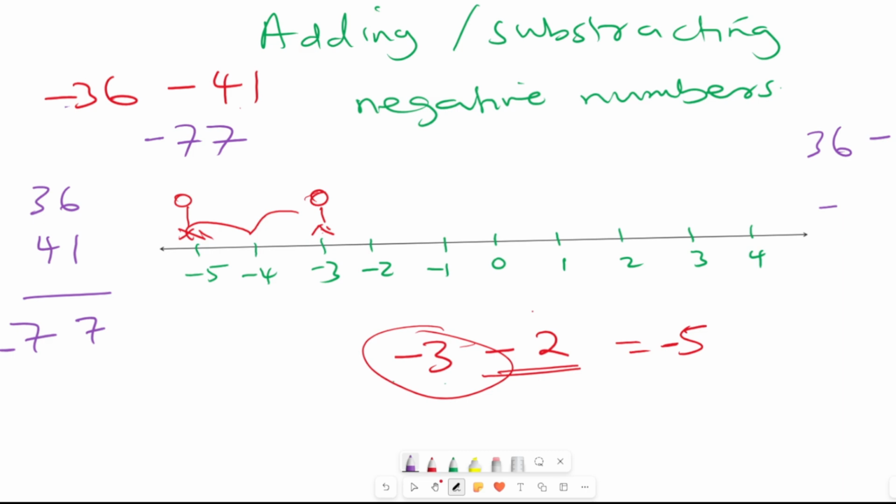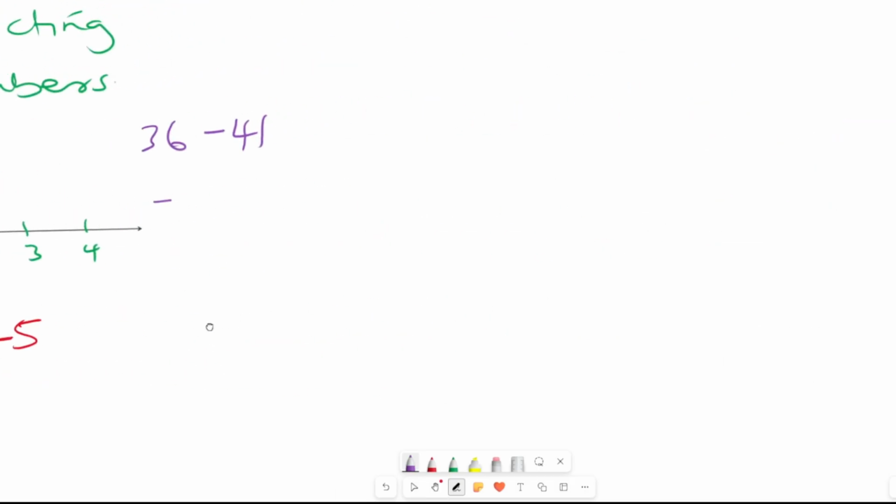Now, let's go to multiplication and division of negative numbers. There is a concept that we have to be familiar with. Once we know that, we can apply it, and then it should be easy for us to multiply or divide negative numbers.